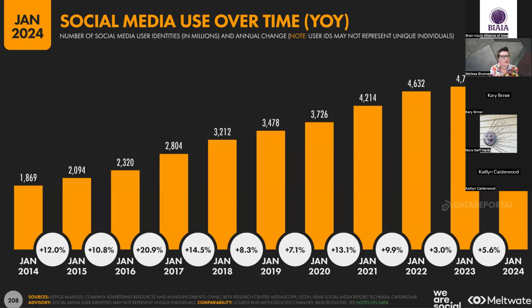The active number of social media users continues to grow each year, with around 60% of the world's population now using social media every month. And on average, those social media users have about 7 different social media platforms that they're using all of the time, or at least have accounts on.